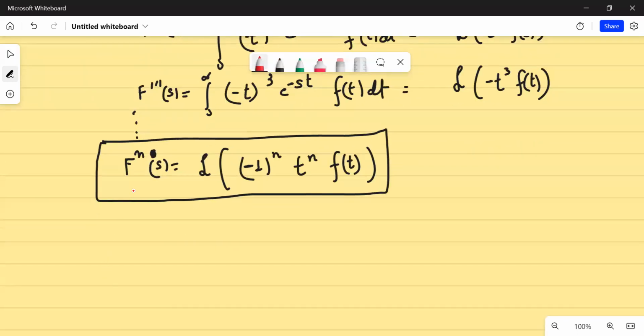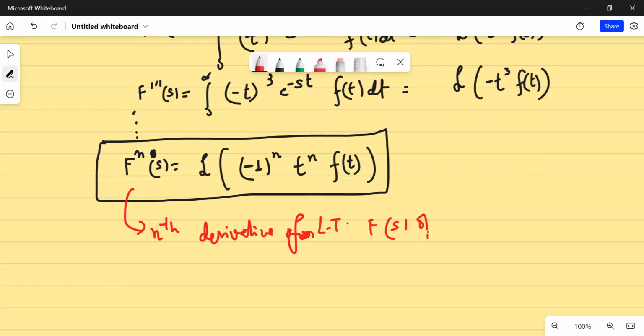Yes, sir. Clear. So this is the formula for the nth derivative of the Laplace transform F(s) of function f(t).